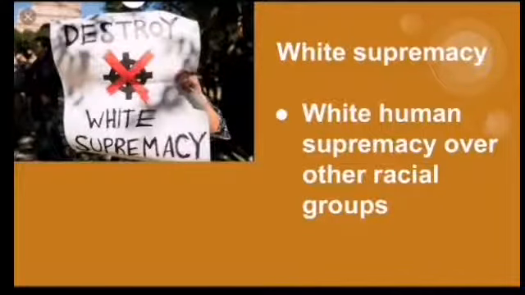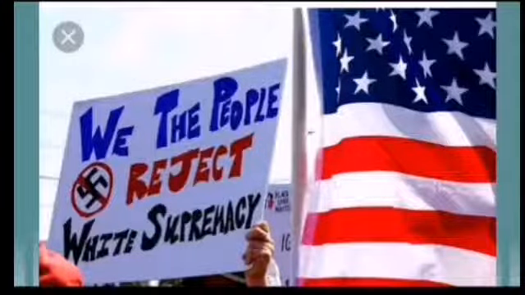And another thing is white supremacy. We know white supremacy is the belief in white human supremacy over other racial groups. The racial discrimination we can also see in these times.